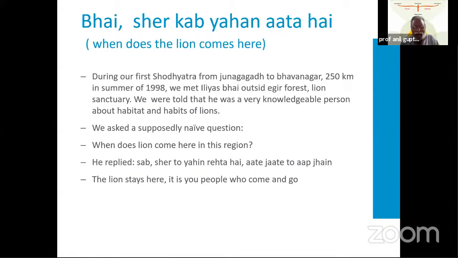And let's see another funny encounter we had during our first Shodhyatra. We were in a village near Gir Forest in Junagadh. There's a lion sanctuary, as you know, the only sanctuary where the Asiatic lion is found. And we stayed in their sanctuary actually overnight that night. But before we reached the lion sanctuary, on the outskirts, there was a person, Ilyas Bhai, who used to live there. And we were told before in the previous village that he's a very knowledgeable person and you can ask him any question about lion behavior and so on. So we asked a very naive question. So when does lion come in this region where you live? He said, sir, lion lives here. It is you who come and go.